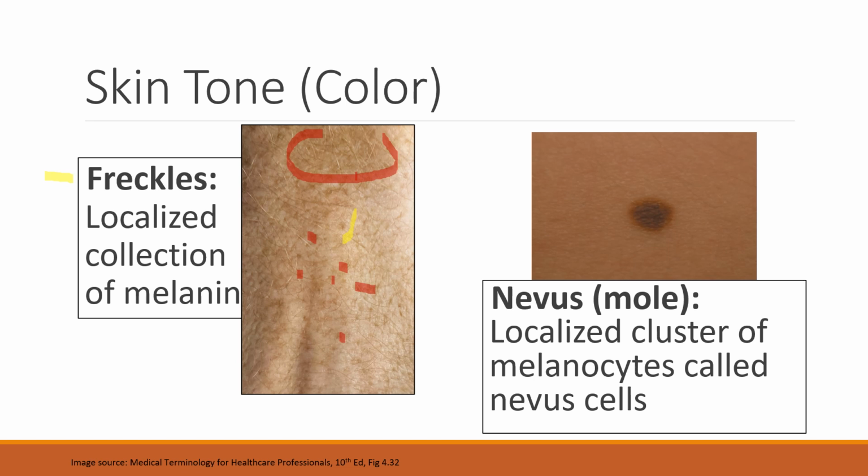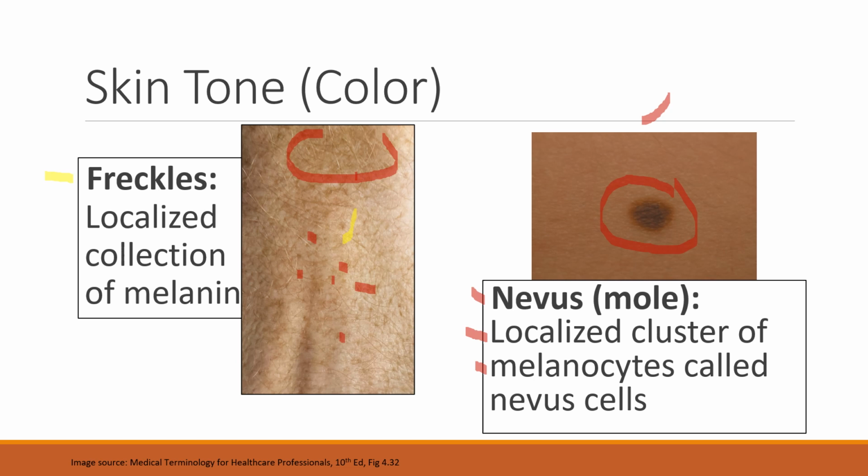Another thing about localized collection of melanin is something called a mole, right? The fancy term for that is nevus. I think most people know what a mole is or have seen it, know people that have it, or have some yourself. What is a mole? Well, it's a localized cluster of melanocytes in the skin. Right, so here's an image of it right here.